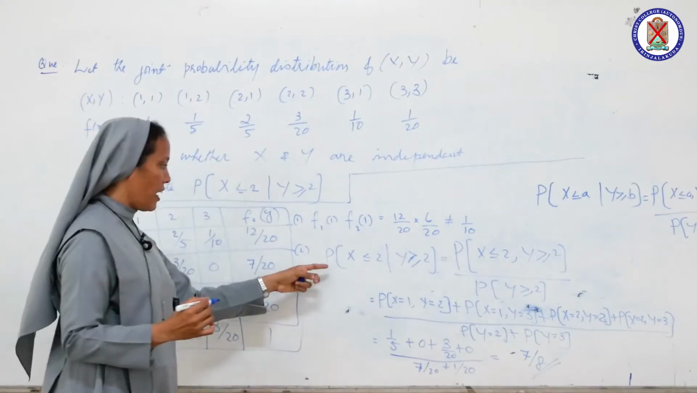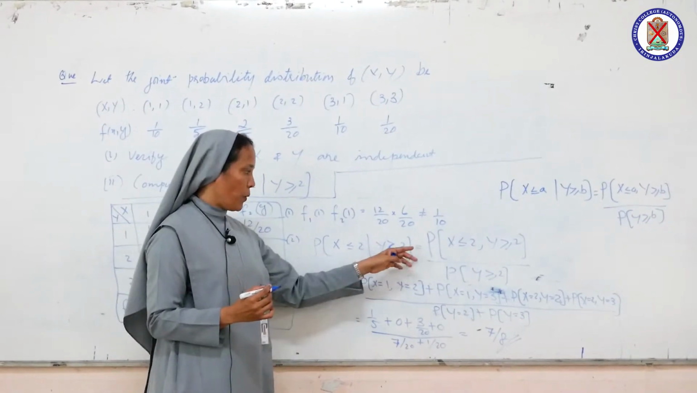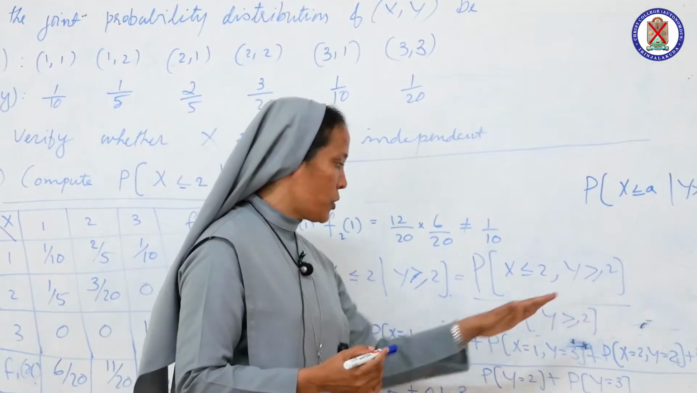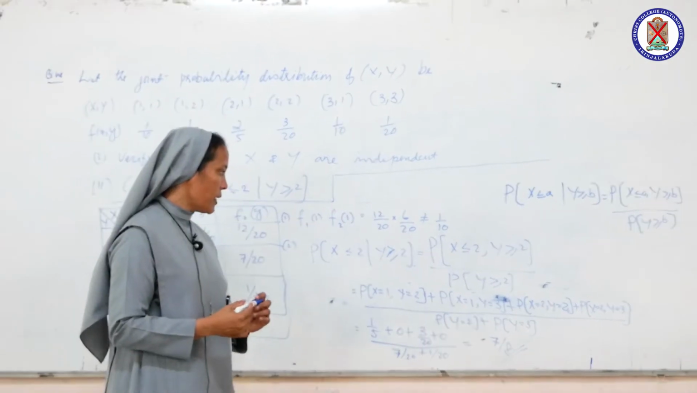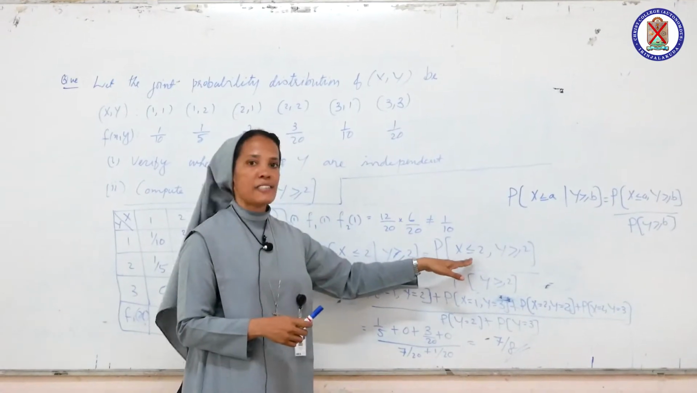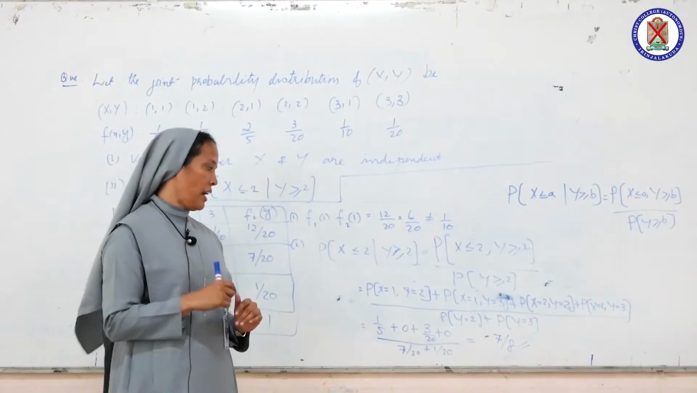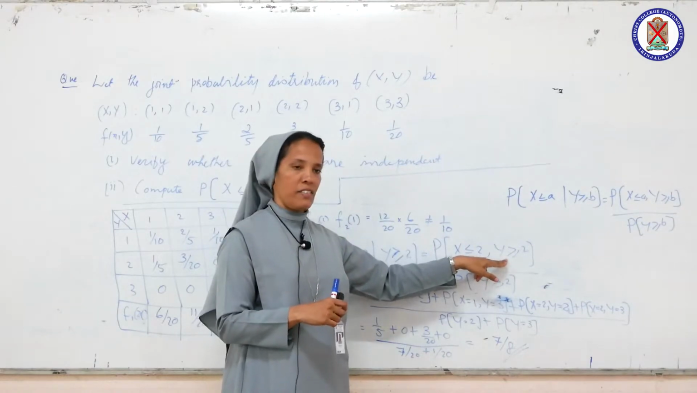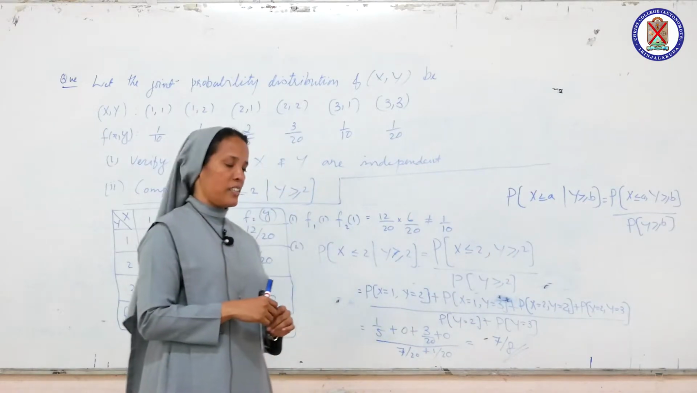Using this result, here we have probability of x less than or equal to 2 given y greater than or equal to 2 is equal to probability of x less than or equal to 2 comma y greater than or equal to 2 divided by probability of y greater than or equal to 2. Here x is ranging from 1 to 3 and it is given that x is less than or equal to 2. That means x takes only two values, 1 and 2. Correspondingly y also is ranging from 1 to 3, but here it is given that y is greater than or equal to 2, and that means y takes the values 2 and 3.